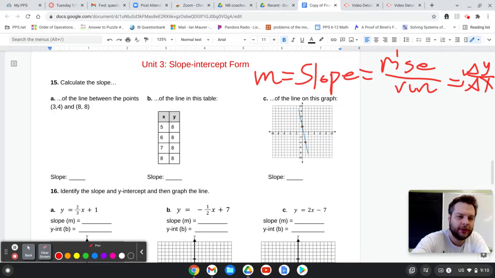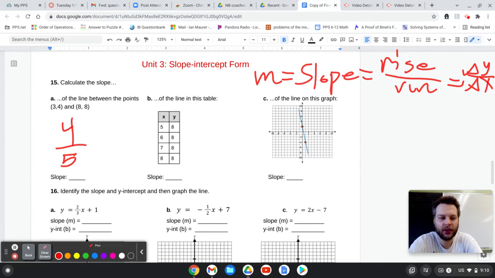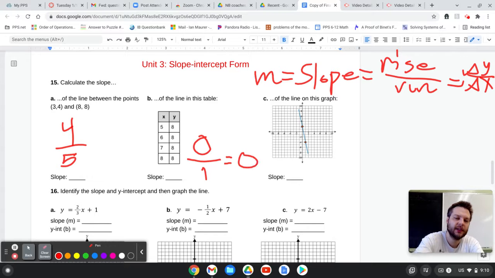So to find the slope between 2 points, I find the change in y, which is 4. My y value was 4, and then my y value was 8. That's an increase, a rise of 4. The x value goes from 3 to 8. That is a change of 5. 4/5 is my answer. The second one, what is the change in y? 0. The y values are not changing. How are the x values changing? 1. 0 over 1 is the answer. If you want, you can reduce that to 0 because 0 divided by 1 is 0.